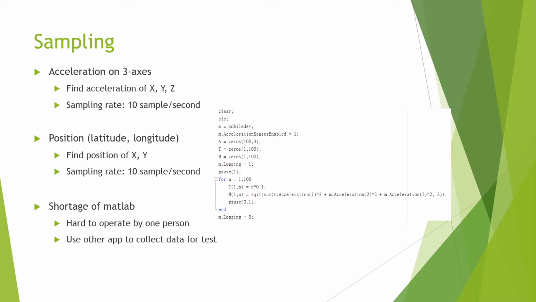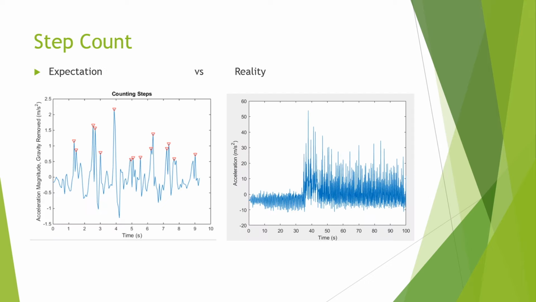However, when we were collecting data for tests, we found MATLAB hard to operate. Therefore, we downloaded another app to collect data. And we also downloaded an app to count steps for measuring accuracy. The expectation and reality are very different from what we thought. In reality, when a person changes from walking to running, the data needs to be modified before being used to calculate steps in our method. In the next slide, we're going to talk about how we calculate the steps taken.